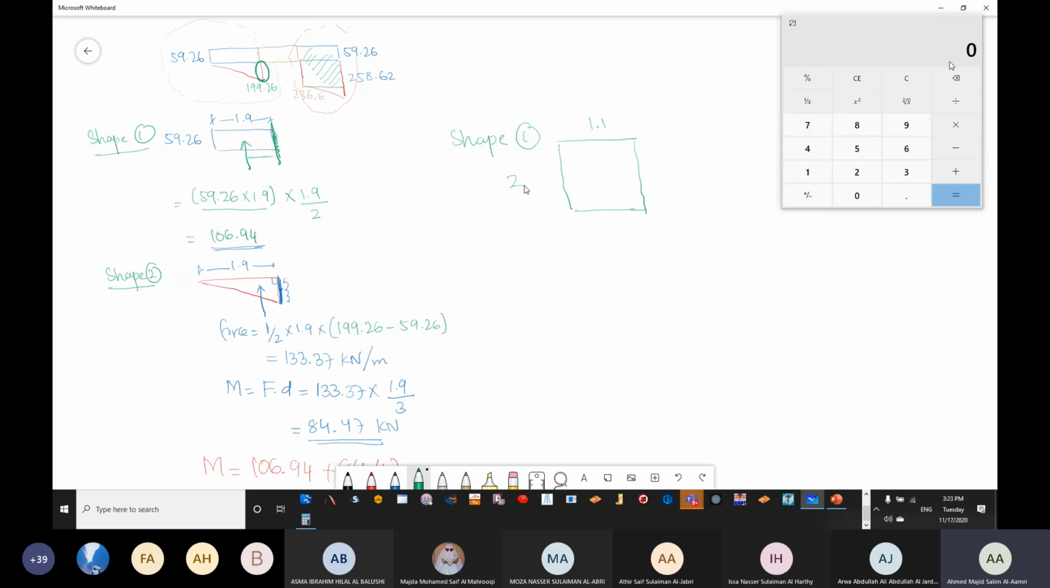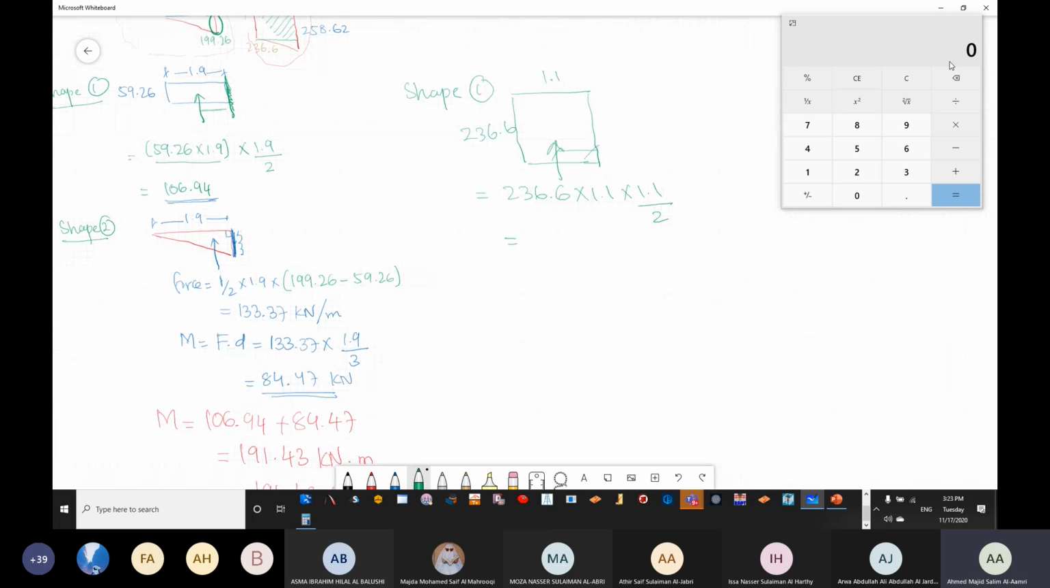This is 236.6. So you can calculate it by having 236.6 multiplied by 1.1 to convert it to a point load. And then the distance from here to here, once again, is half of the length. Can you give me this answer? Or you can use W square over 2 since it's a rectangle.